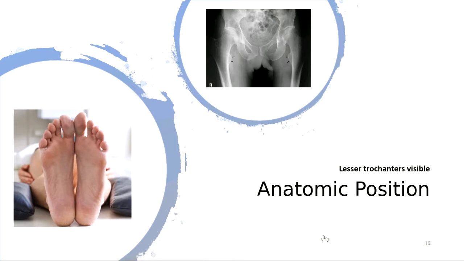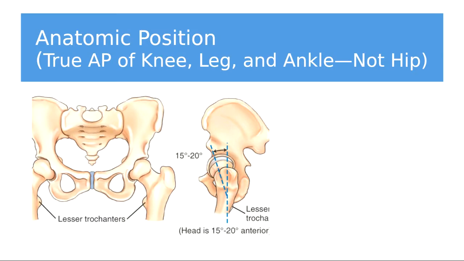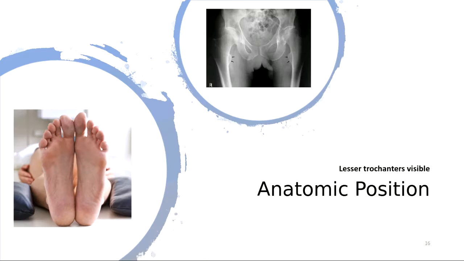When the feet are like this, where they're in anatomic position, meaning feet forward like this, remember, when their feet are like this, the lesser trochanters are definitely visible. Okay, so when we have anatomic position with the feet like that, what you're getting is a true AP of the knee, the leg, and the ankle. So your knee, your tib fib, and your ankle are going to be AP, but your hip will not, again, because of this angle. You will not be completely AP with the hip joint.